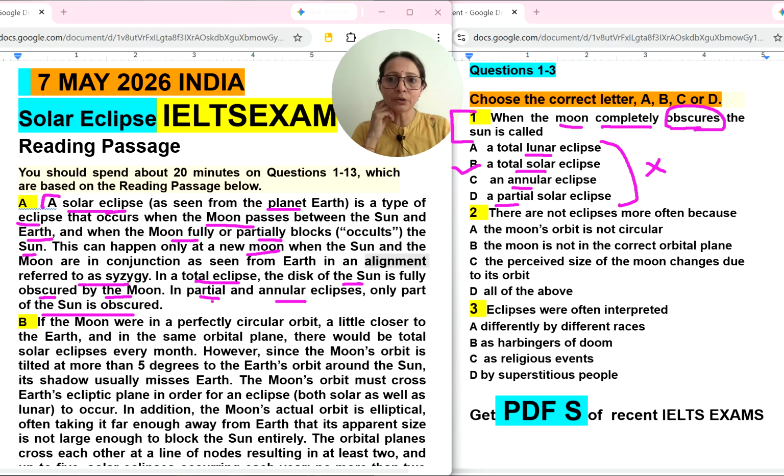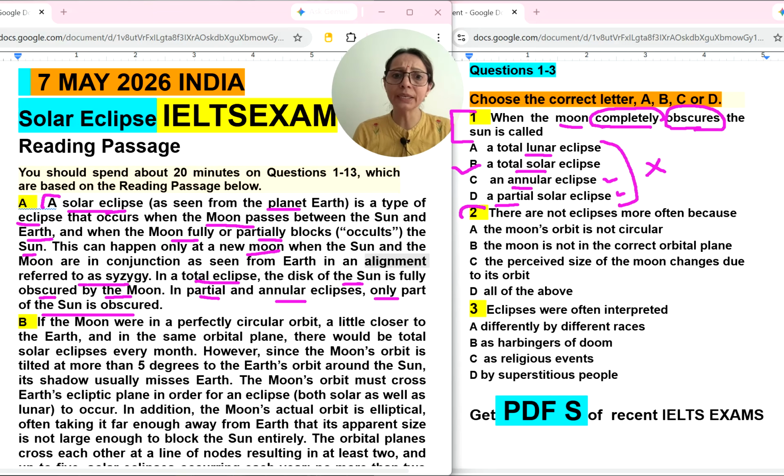Of course they are talking about partial also, and annular eclipse also they have explained. But when completely is there, then annular or partial eclipse can't be possible. So only part of the sun is obscured, only part of the sun is covered. But here it is given when the moon completely covers the sun, that's why total solar eclipse will come.